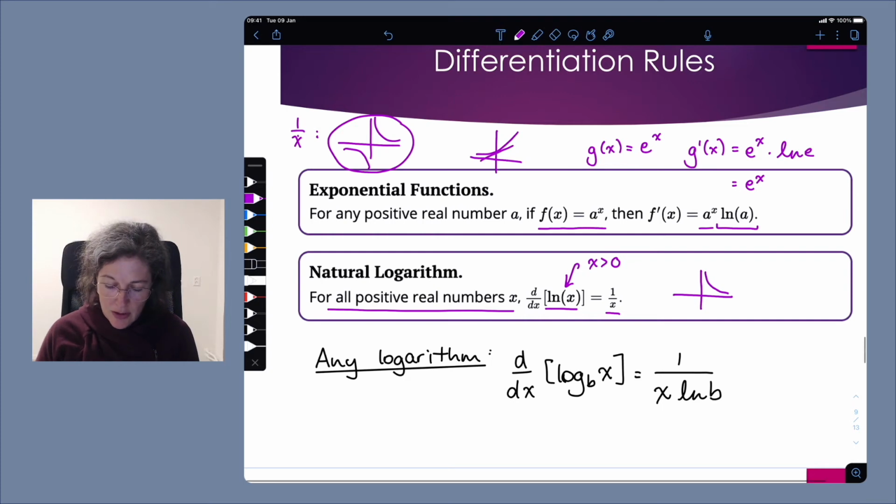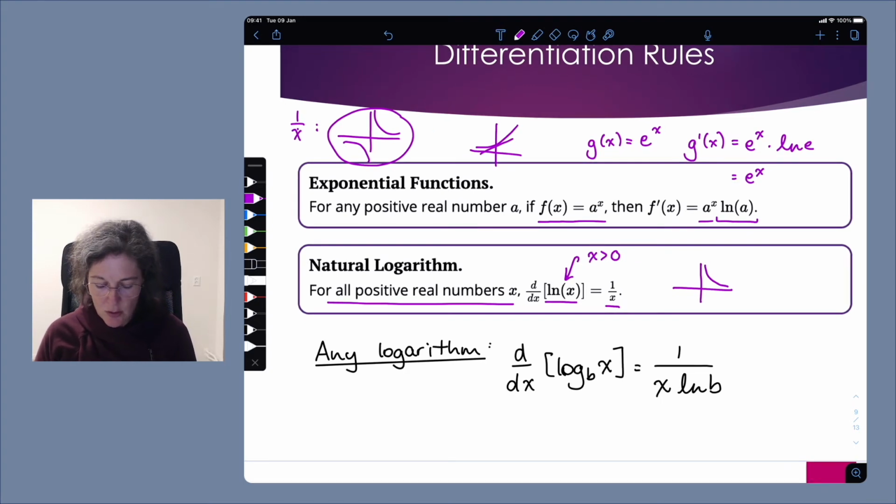It's not enough, obviously, to just be able to take the derivative of the natural log. We need to be able to take the derivative of any log, and it looks very similar. So if we've got log base b, then the derivative is 1 over x again, but we've got it times natural log of b in the base.